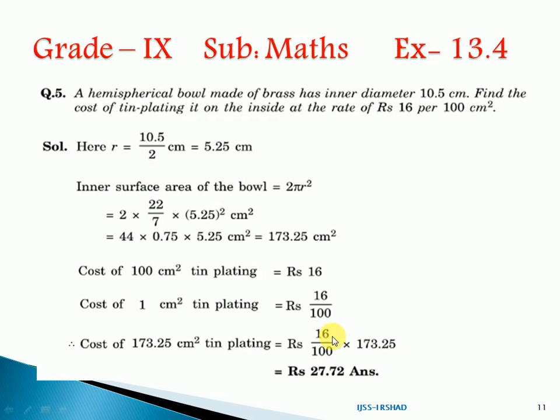So what you will do here, just multiply this 16 with this number 173.25 and shift the decimal after 2 digits, because in the denominator hundreds are there, 2 zeros are there. Or you can do this calculation in your own way, no problem. The answer will come to rupees 27.72 paise. Now move to question number 6.